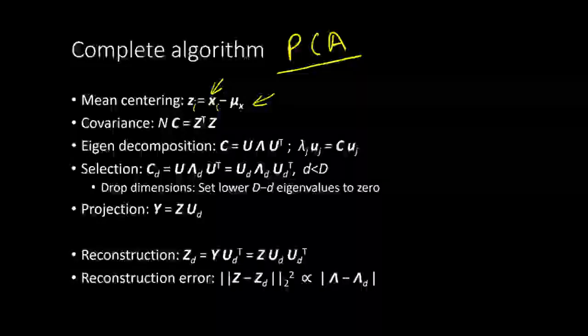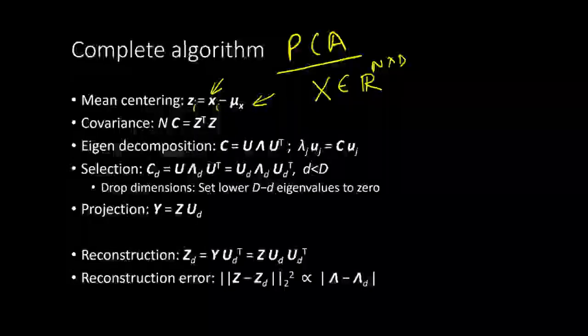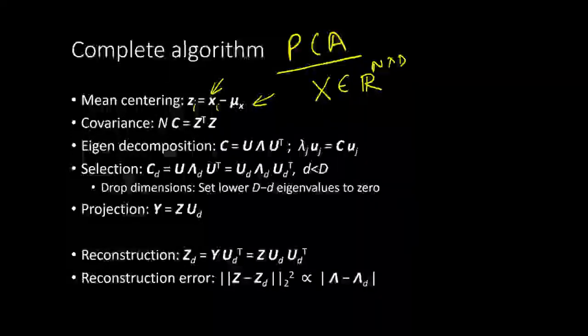If your data matrix x belongs to R to the power n cross d, then mu x belongs to R to the power d, so basically d-dimensional. For all the n points, you take the first dimension and take its average, then the second dimension and take its average, and so forth, and you stack all those averages together to get the mu x vector. You subtract that from each data point, so now overall your data on average lies at the origin. So your zi is xi minus mu x.